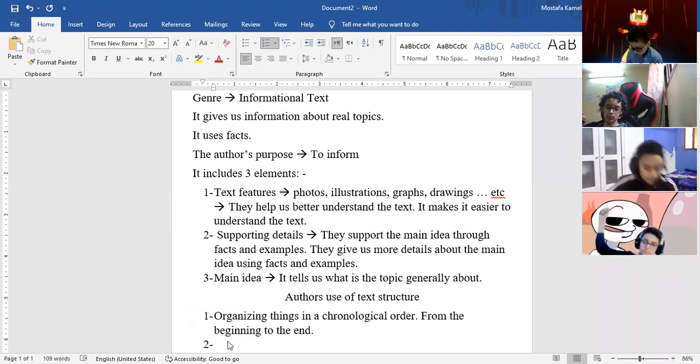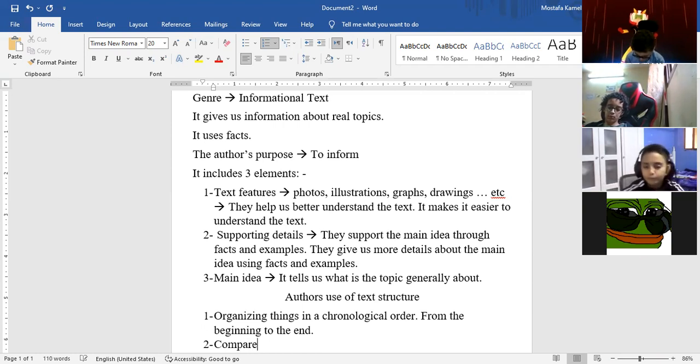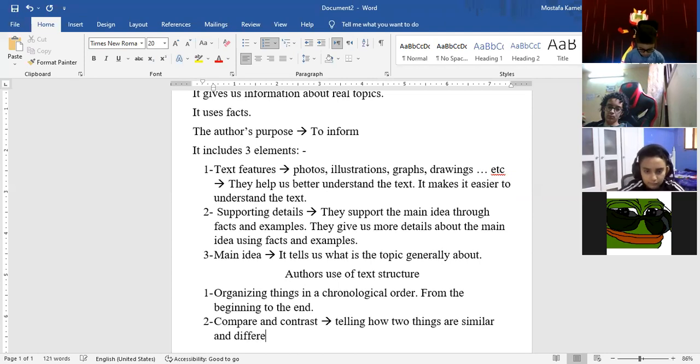Hamza, the second thing that we studied in the writing, what was it? Compare and contrast. Very good. What is compare and contrast? Comparing between two things, how two things are similar and different. Very good. Thank you very much.